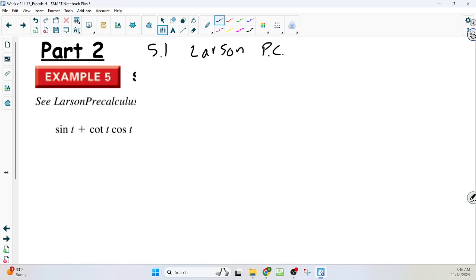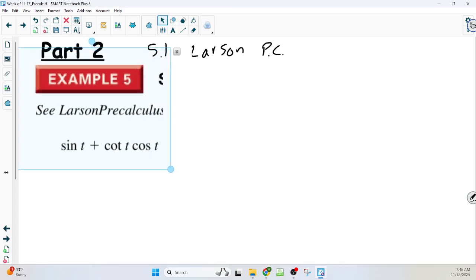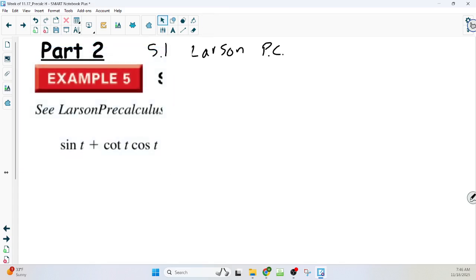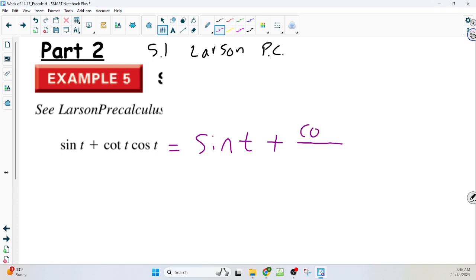And we're trying to simplify. I cut off part of this, but it just says simplify this. So you have sine of t plus cotangent of t times cosine of t. When I see something like this, I personally think your best bet is to try to get it all into sines and cosines. So what I think we should do is leave the sine alone and change the cotangent into cosine of t over sine of t.